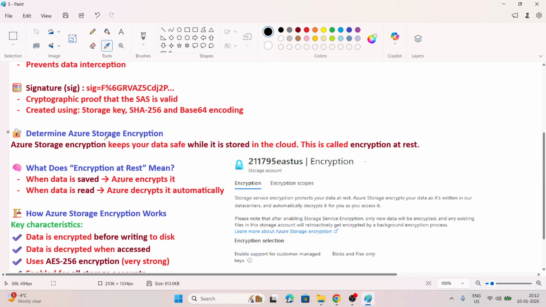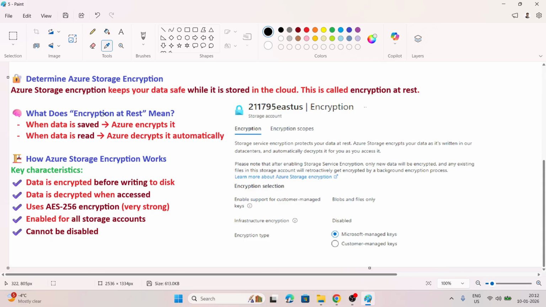Then determine Azure Storage Encryption. Azure Storage Encryption keeps our data safe while it is stored in the cloud, and this is called encryption at rest. It means whenever we save data in Azure storage, it gets encrypted. When the data is saved, Azure encrypts it, and when data is read, Azure decrypts it. And in this picture, we can see the encryption type. Currently, we are using Microsoft managed keys, and we can use our customer managed keys also here.